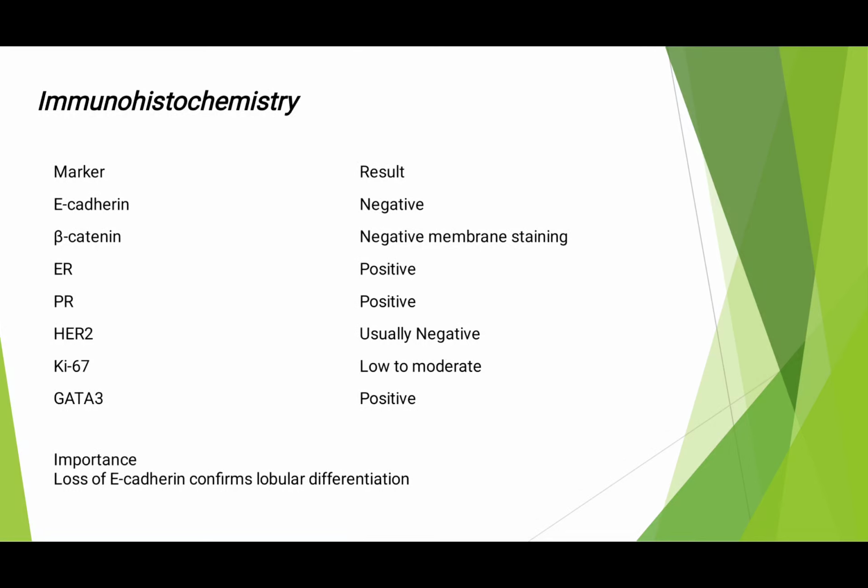Immunohistochemistry. Next, coming to the immunohistochemistry, there are certain markers which give positive or negative results in certain cases. Next, look into the markers and results. E-cadherin negative, beta catenin negative membrane staining, ER positive, PR positive, HER2 usually negative, Ki67 low to moderate, GATA3 positive. The importance is loss of E-cadherin confirms lobular differentiation.